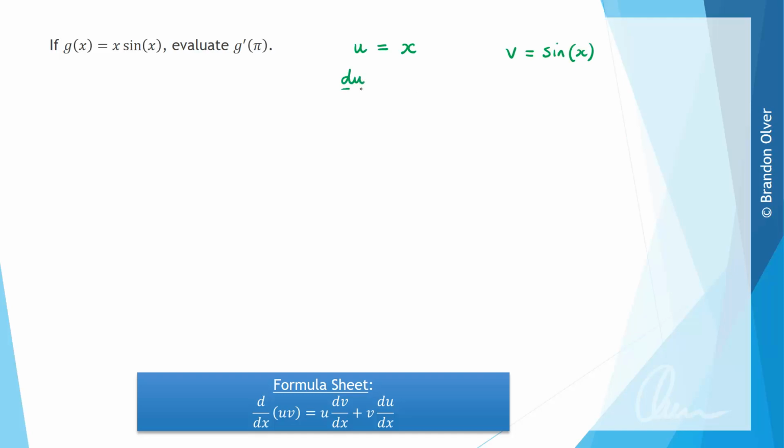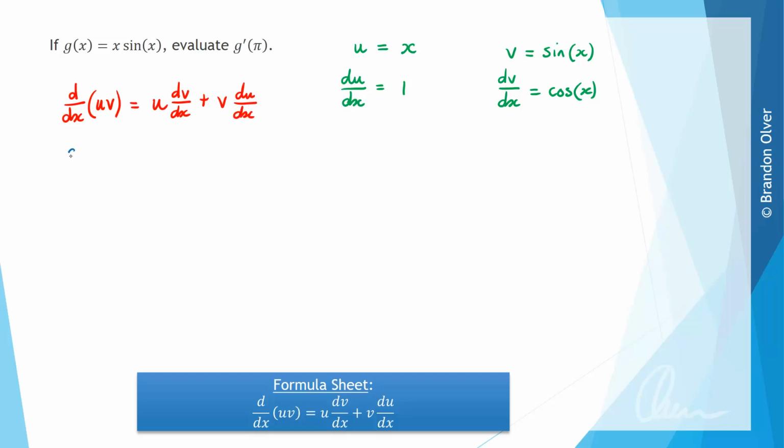And du dx is the derivative of x with respect to x, which is simply 1. And dv dx, which is the derivative of sine of x, is simply cosine of x. Next, I'm just going to rewrite the product rule, so that is the derivative d dx of a function u multiplying v is equal to u times dv dx plus v times du dx.